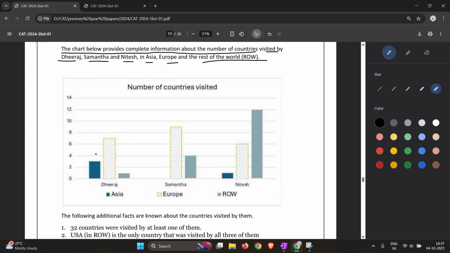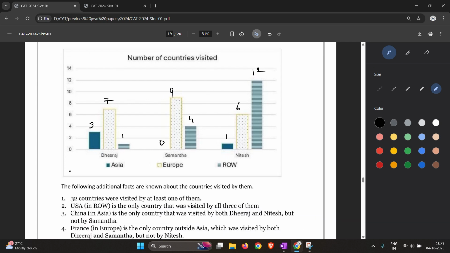Let's also write the numbers at the top of this graph so it's easier and faster while computing. You can do this in exam as well. So this is 3, this is 7, this is 1, this is 0, this is 9, this is 4, this is 1, this is again 6, and this is 12. So we don't have to look at this axis again and again.